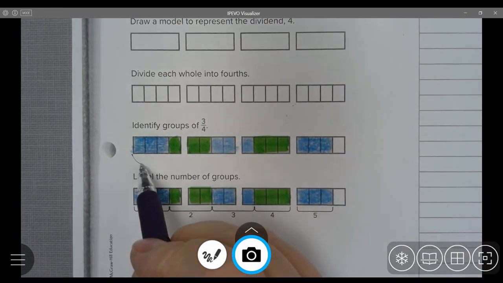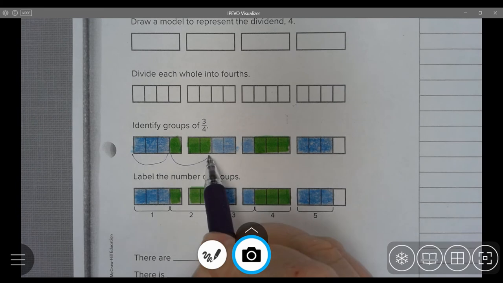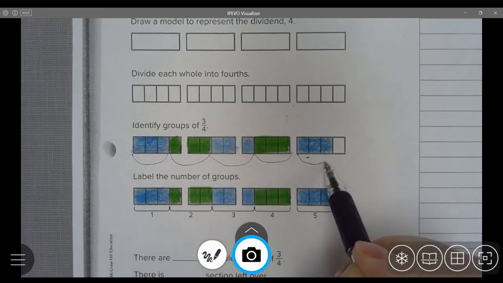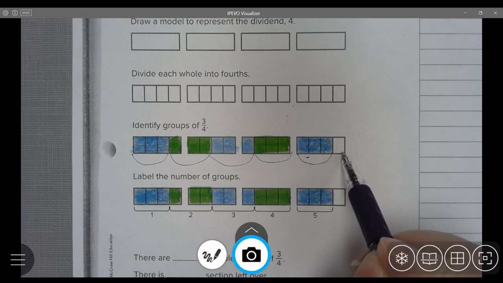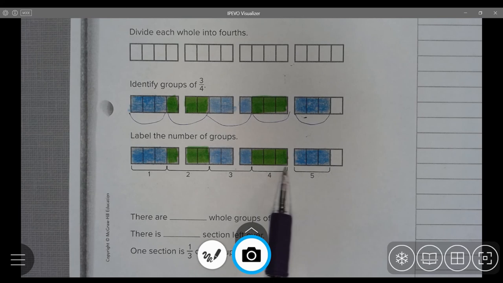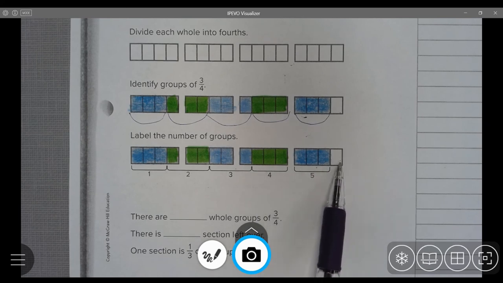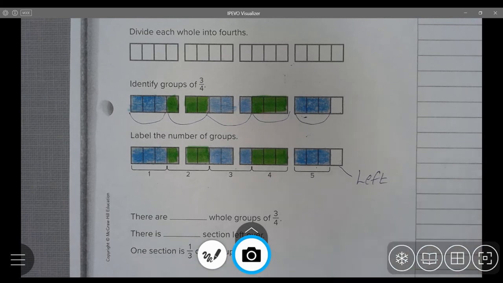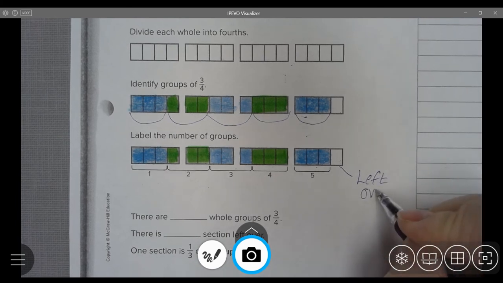So here's one group of 3/4. Another group of 3/4. Another group and another group, and one left over. So I'm labeling this 1, 2, 3, 4, 5 groups and one left over. Now this is important. What do we do with that leftover one? Well, let me show you.